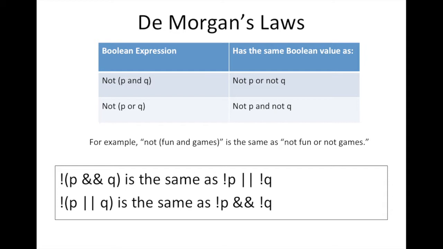In Java notation, De Morgan's laws take the following form: not (P and Q) is the same as not P or not Q. Not (P or Q) is the same as not P and not Q. A programmer may choose either of the equivalent forms. The choice depends on which form is more readable.